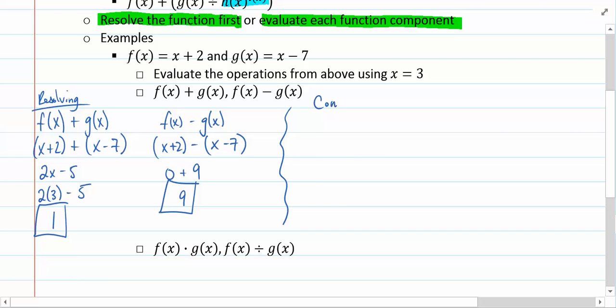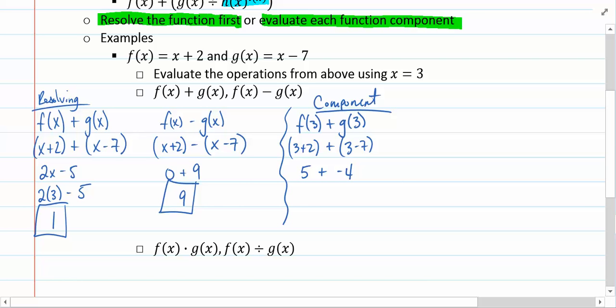Now, if we were to complete this by component, our approach is slightly different, but we'll still achieve the same answer. By component, that says we should evaluate what f of 3 is first, and then add to it what g of 3 is. In this case, f of 3, that's got to be 3 plus 2. And adding to that, we need g of 3. That's 3 minus 7. These two must be added together. 3 plus 2 is 5, and we'll add to it a negative, not 7, but a negative 4, because 3 minus 7 is negative 4.